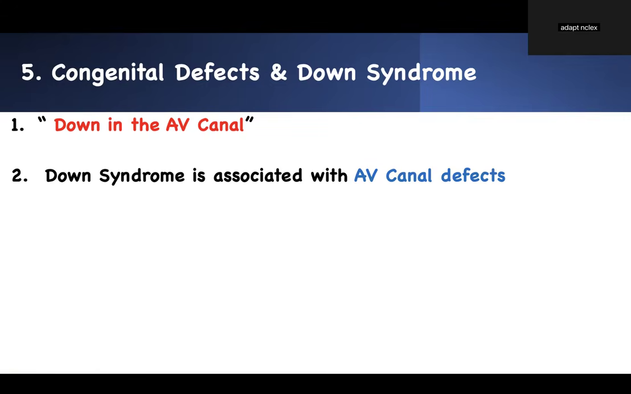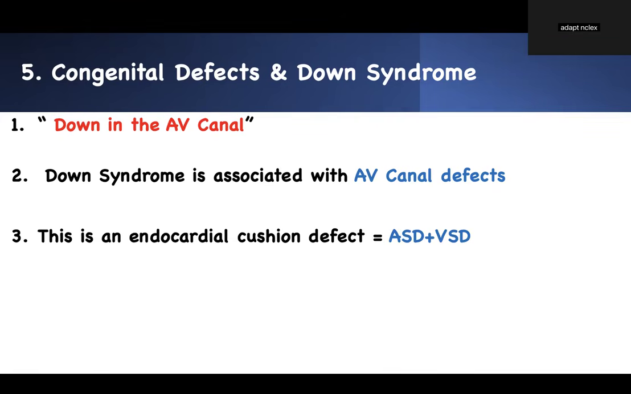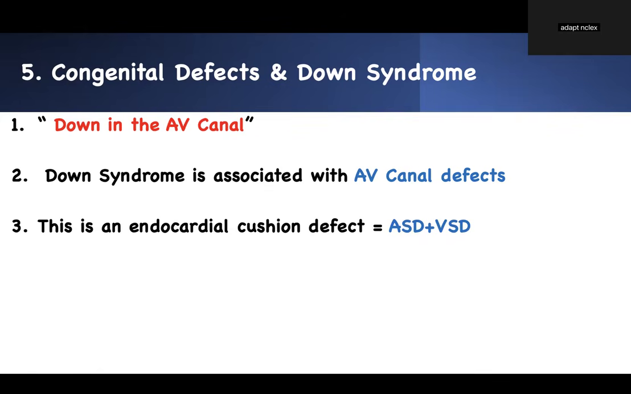So I call them Down syndrome is associated with what? AV canal defect. And this is one of the defects that we saw associated with what? Left to right shunt. This is an endocardial cushion defect associated with what? Atrial septal defect and a ventricular septal defect. So there are 2 defects. When they give you a question on the Down syndrome patient, they have atrial septal defect, ventricular septal defect. These are what? Left to right shunts, and the babies are not blue. What is the next thing?